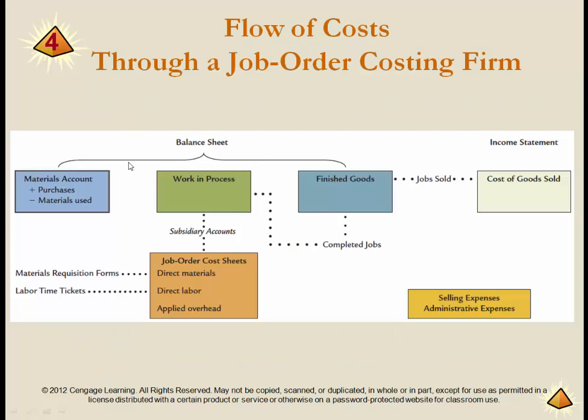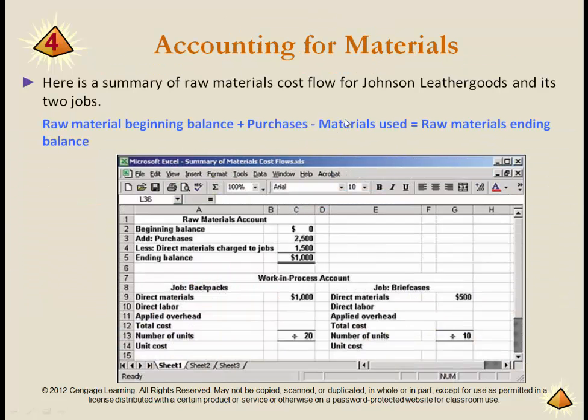So you have materials, work in process, you have applied overhead. These are the subsidiaries for each one. So this is a standalone account. This is a standalone account, and this is the job sheets that roll up into the work in process. And then when you sell them, you're going to take them out of finished goods and go to cost of goods sold. And that's all going to be part of the income statement over here on the right.